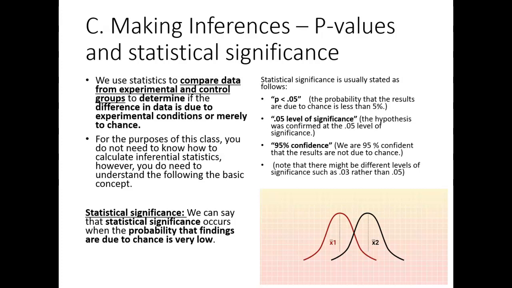Now, there are different levels of significance that might be described. They might even have a bar as high as 3/100ths or 3% level of significance. And that's something that in more advanced classes you would take into consideration.